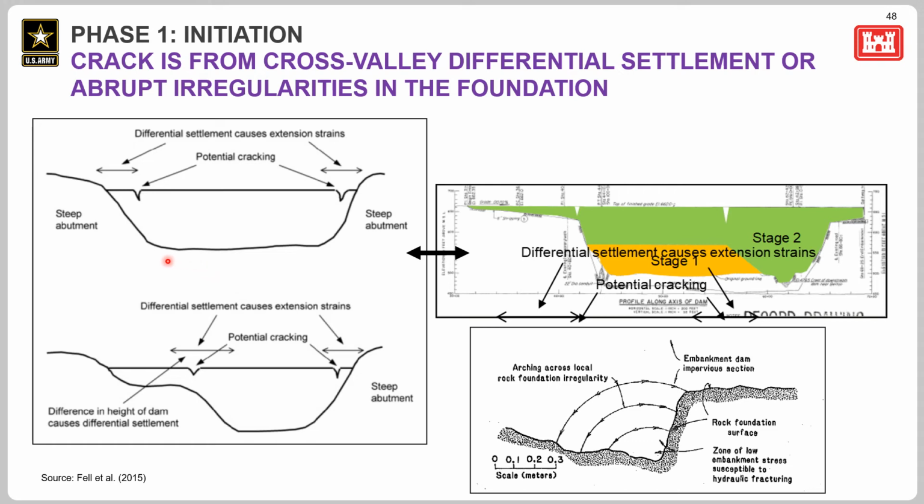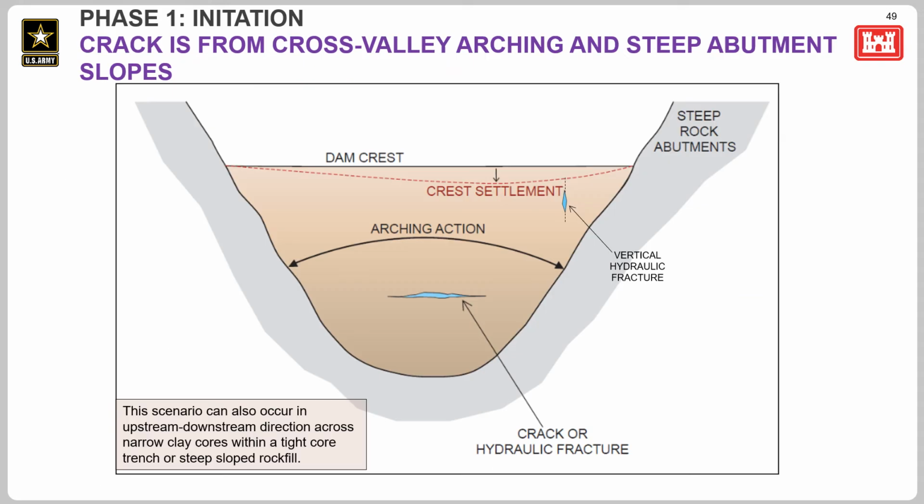Differential settlement. So imagine here in the foundation or here in the foundation, you have zones of variably compressive material. The foundation may settle differentially and also cause cracking. So similar to how these figures are shown, but the material differences are not so much in the embankment, but in the foundation. Cross-valley arching can occur in narrow and steep valleys.